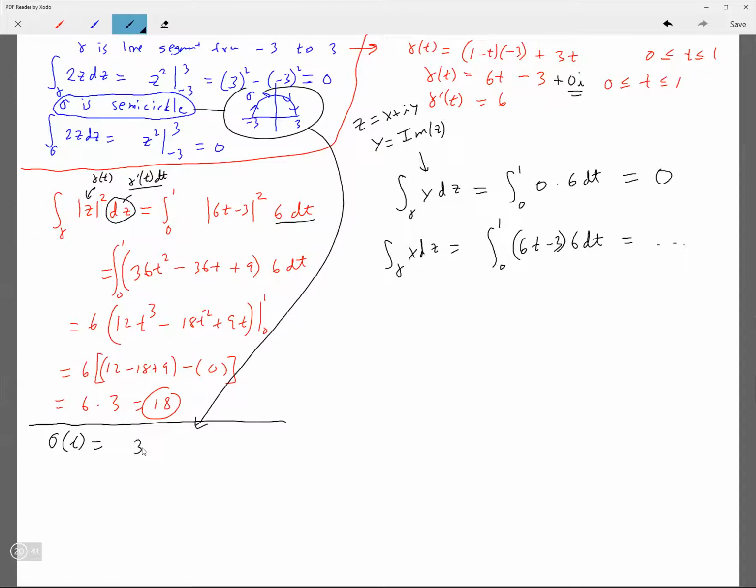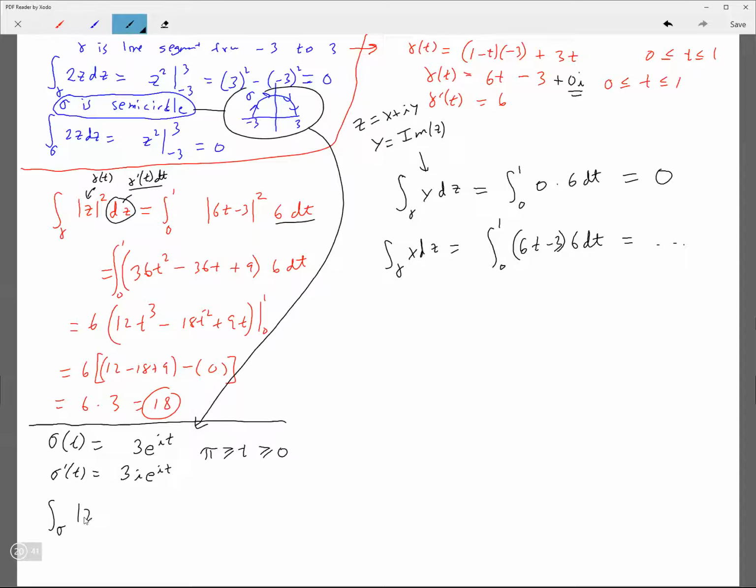That would be 3e^(it). And then you could say that you could let t go from pi back down to 0. So this is kind of looking backwards, but this really works out really nicely. Okay, now gamma prime of t would be 3i e^(it), just taking the derivative of that.